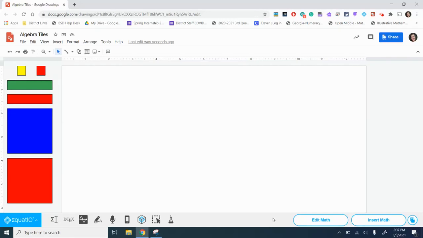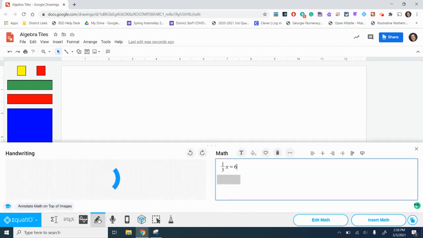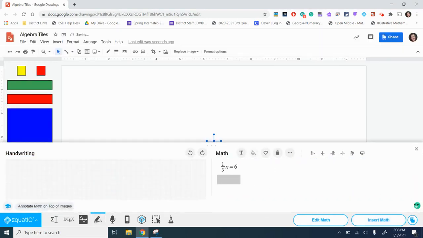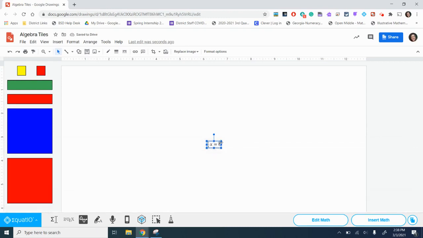We're going to look at the equation 1/3 x is equal to 6. So I've already entered that here in Equatio. Go ahead and insert the math. Then I want to set up my workspace. So 1/3 x is equal to 6. Let's start by trying to represent that.